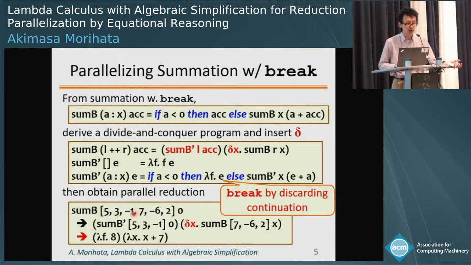So, for example, given a list 5, 3, minus 1, 7, minus 6, 2, we divide it into two parts, and simultaneously evaluate both parts. The right sublist is simplified by using the associativity of plus, and the left sublist is evaluated as usual. Interestingly, this example expresses the speculative evaluation pattern.